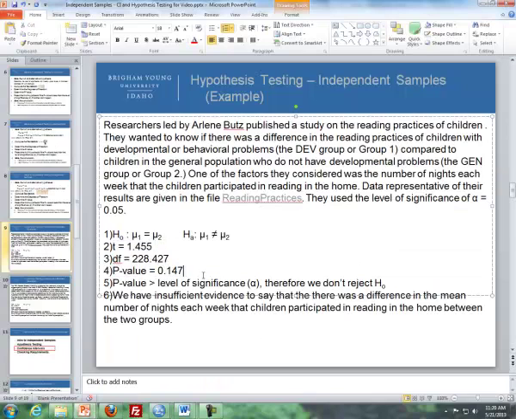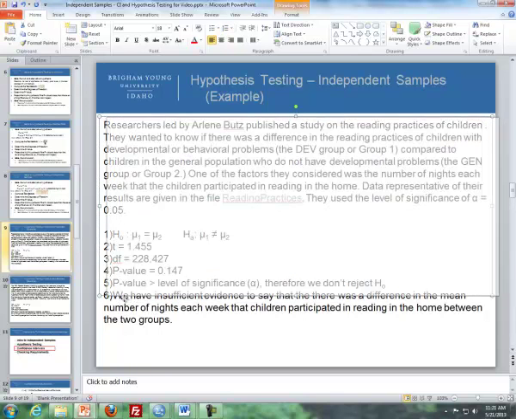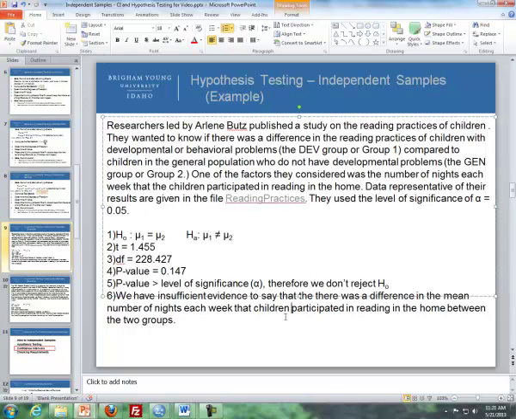Now compared to our level of significance, this is where we ultimately check to see whether or not it's an unusual value. Since our p-value is greater than the level of significance, 0.147 is greater than 0.05, therefore we don't reject the null hypothesis, and therefore we have insufficient evidence to say that there's a difference in the mean number of nights each week that children participated in reading in the home between the 2 groups.